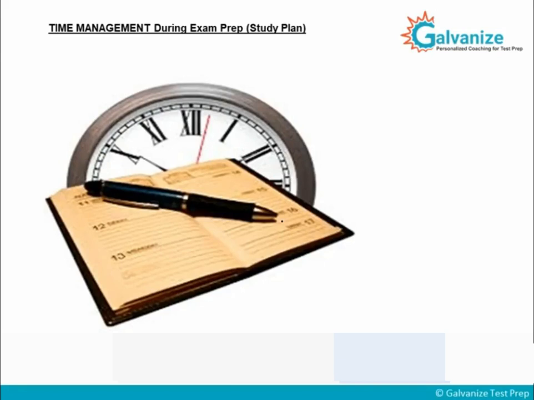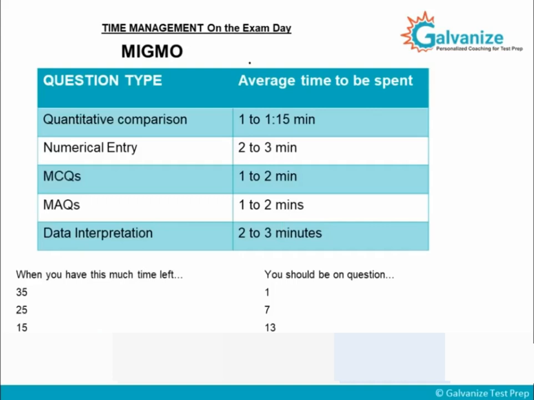Right. Now, this is from the exam preparation point of view. What should you do during the actual exam? Time management on the exam day. So as you know, there are these 5 question types: quantitative comparison, numeric entry, MCQs, MAQs, and data interpretation. Right. GRE is an adaptive test, section-wise adaptive. And in GRE Quant, per section you will have 20 questions with a 35-minute duration per section, right? So it is very, very important that you spread out that 35 minutes properly.